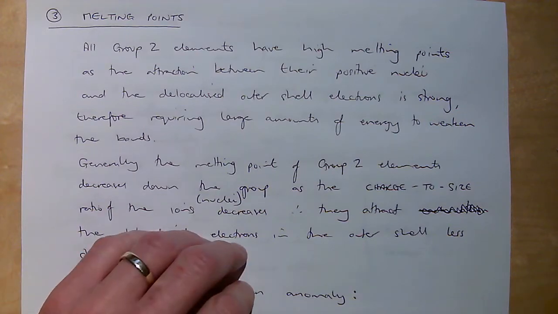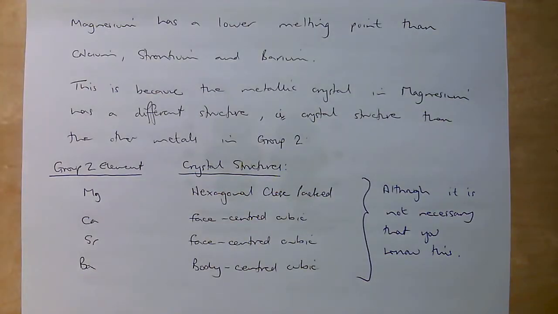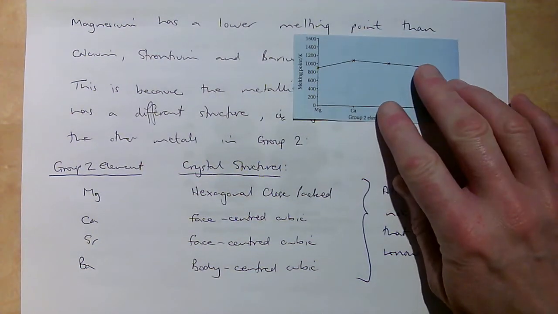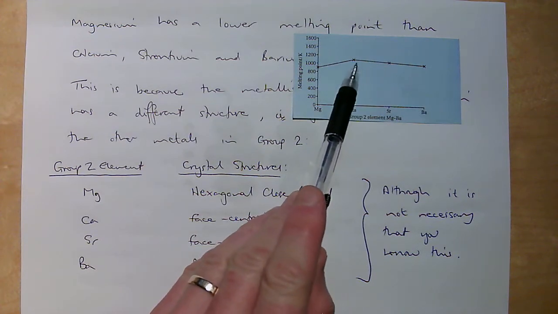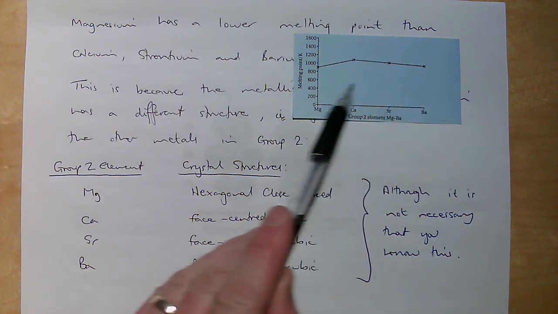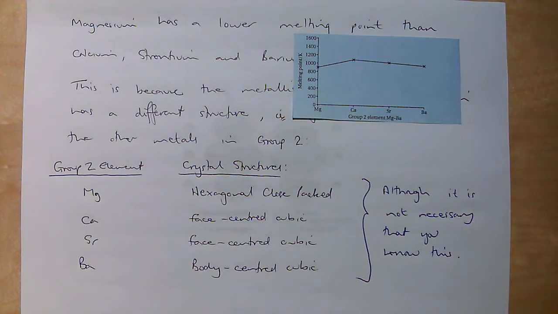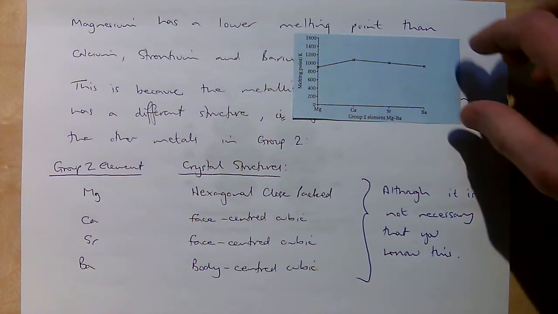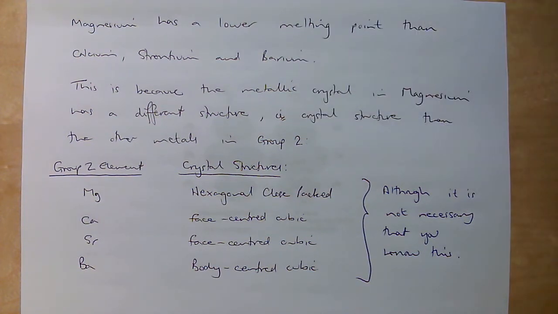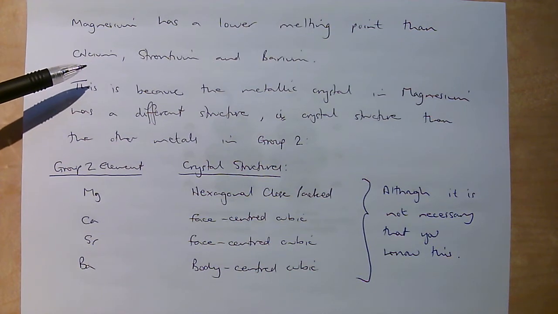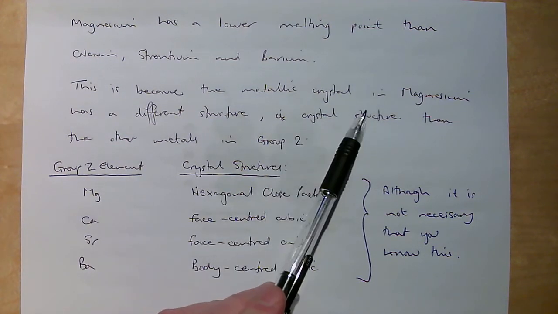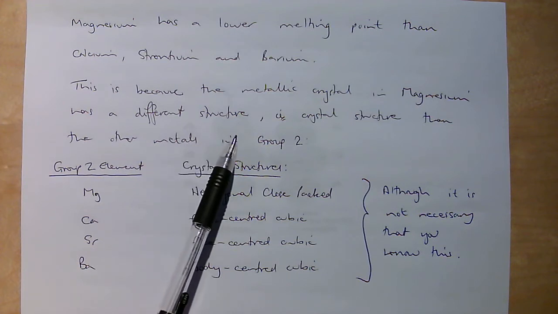However, let's have a look at the one anomaly. So my general trend looks like this. Generally the melting points decrease as you go down the group. But magnesium actually has a lower melting point than calcium, strontium and barium, which is unusual and doesn't quite fit the trend. So let's go through this steadily. Magnesium has a lower melting point than calcium, strontium and barium, and this is because the metallic crystal in magnesium has a different structure.